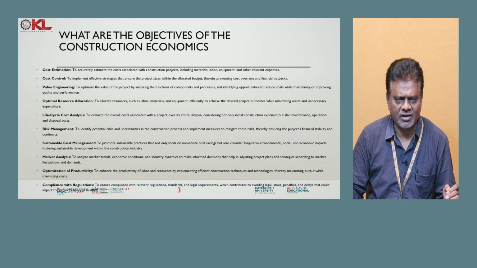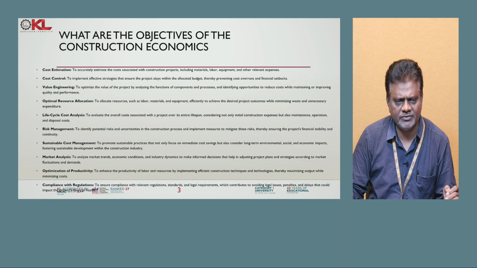The second one is cost control, how to control the cost, which is required of a civil engineer. Then one more parameter is called value engineering, which is also an important requirement. The next one is optimal resource allocation, how resources are allocated and utilized. That is an important parameter.